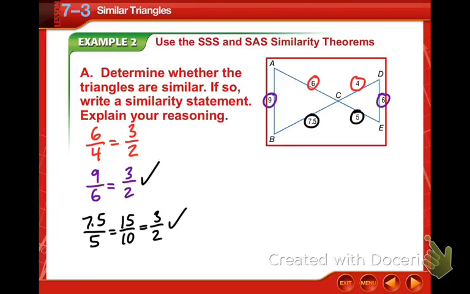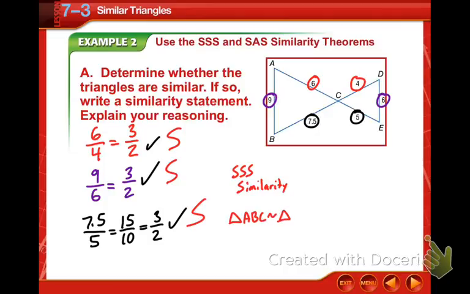We got our 3 over 2 all 3 times, so that means we do have side-side-side similarity. So that means that triangle ABC is similar to triangle DEC.